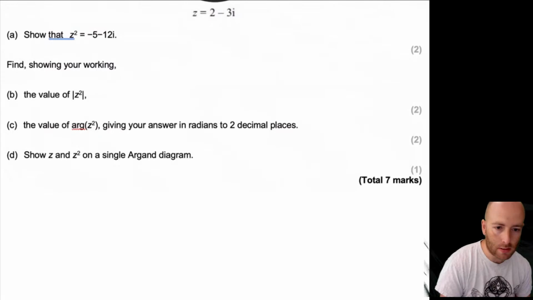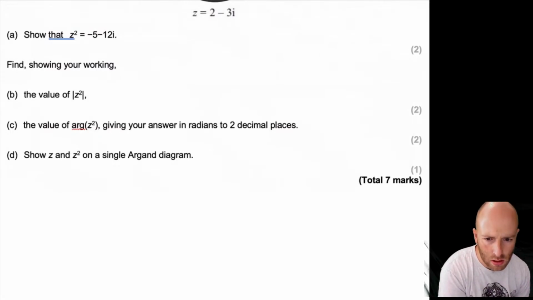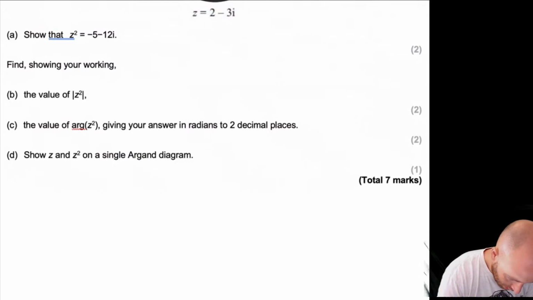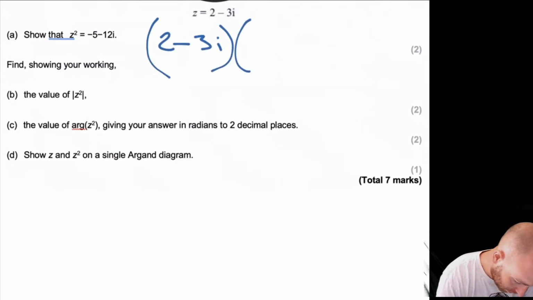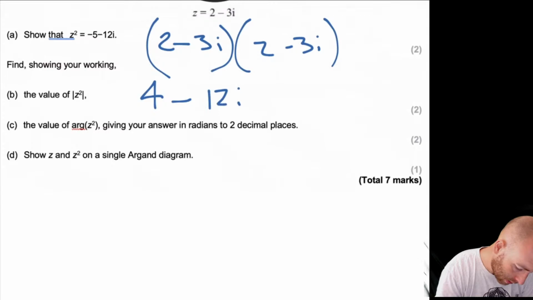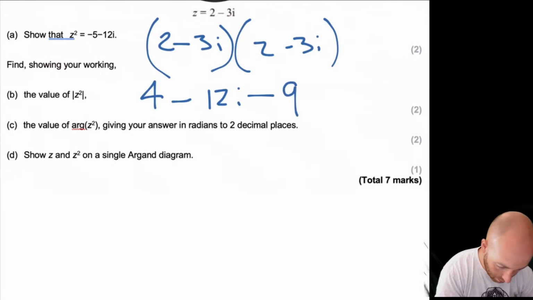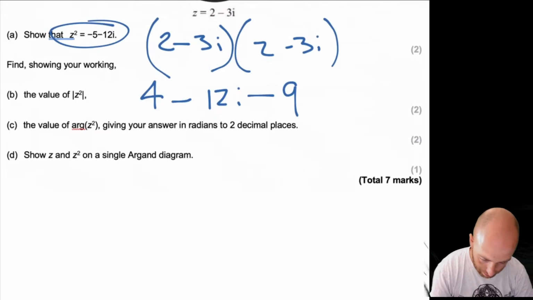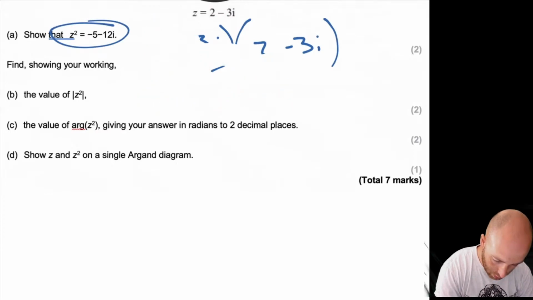Cool. Right. Yeah, looked good from most of you. So some of you said you did part 0. Yeah. Well, we'll see what happens. Anyway, so find z squared. I'll show you z squared is -5 minus 12i. So doing z times z. So we're going to get 4 minus 12i, and then minus positive, so we need to take away 9 there. Cool, so we get minus 12, and 4 take 9 is minus 5, so that leads us to that.